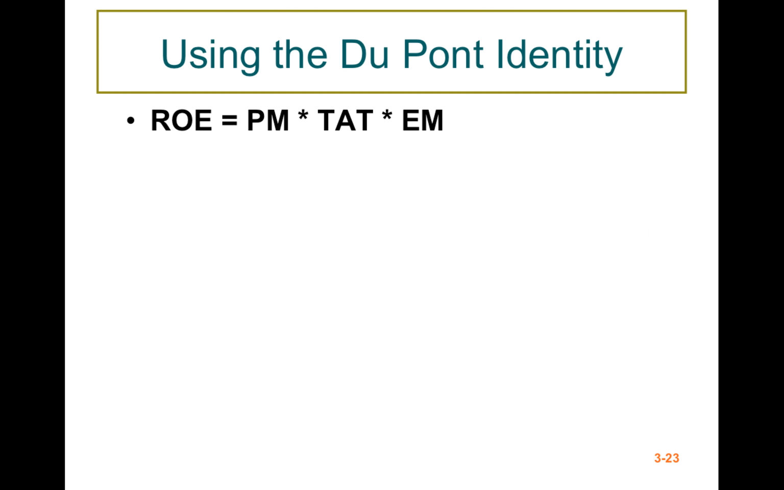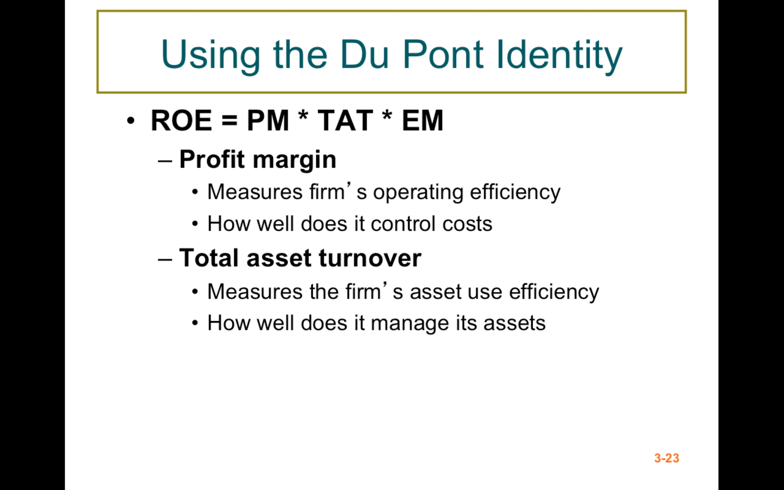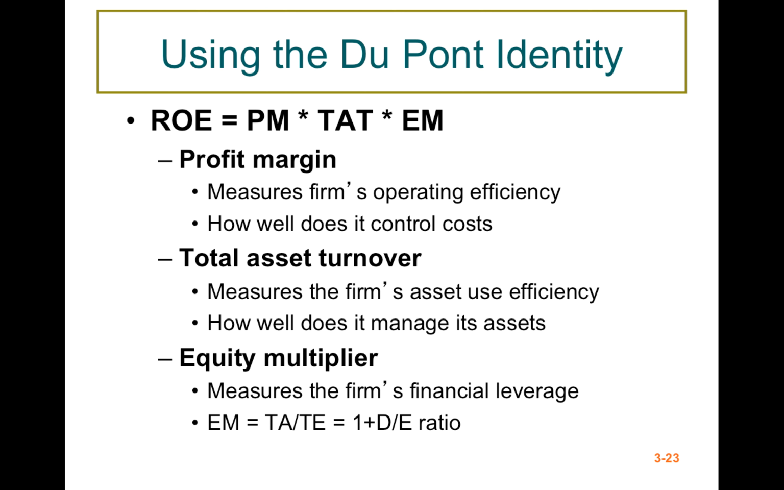Again, it breaks it down into three pieces, and the real reason for this is to investigate what areas really need improvement for your organization. So the profit margin is going to measure the firm's operating efficiency and how well it does in controlling its costs. Total asset turnover is going to measure the firm's asset use efficiency and how well it does to manage its assets. And then, of course, the equity multiplier is going to measure the firm's financial leverage.